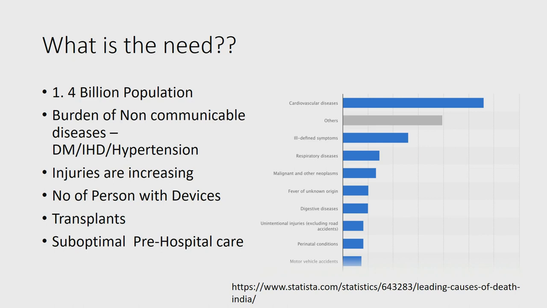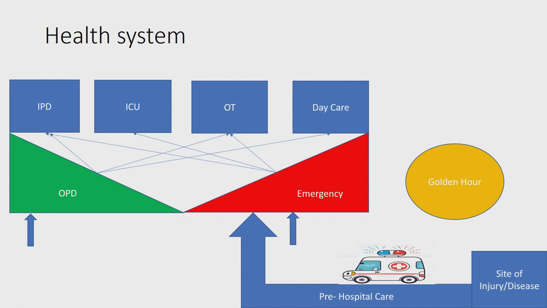And overall, the pre-hospital care, the care between the time when the symptoms start and the patient reaches the hospital, is very suboptimal in our settings. So it emphasizes developing such care so that we can timely manage a patient who is arriving in the emergency. So we discussed the health system, how it evolved.